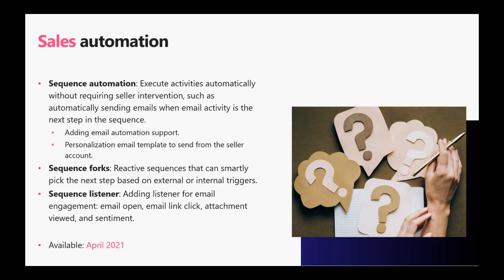And the third point is sequence listener, which means that we can actually wait for some events to happen. We have triggers and then do some action. And in this case, what Microsoft mentioned is listeners for email engagement. So you can check when you are sending an email to a potential client. Let's say that you are sending an offer. You can wait if the client opened the email, if the client clicked on the link that you sent, if the client viewed the attachment, and that listener can then be a trigger for action. Let's say, send a follow-up email. Thank you for checking the offer. Do you have any questions or something like that?